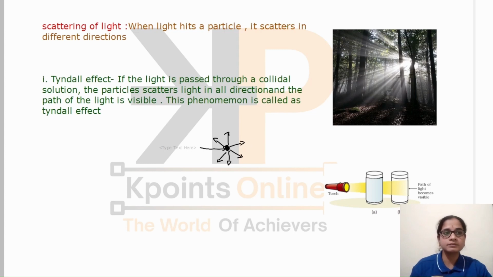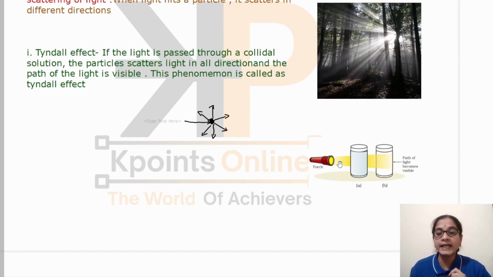See here, when the beam of light coming from the torch is passed through the true solution, the path of the light is not visible, whereas the same beam of light when it is passed through the colloidal solution, the path of the light becomes visible. This phenomenon is called the Tyndall effect.